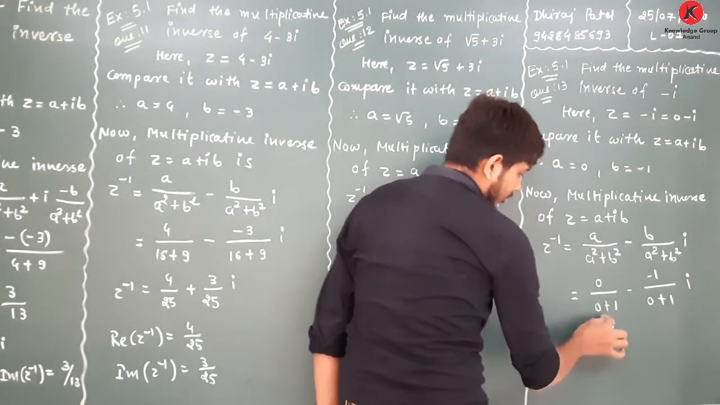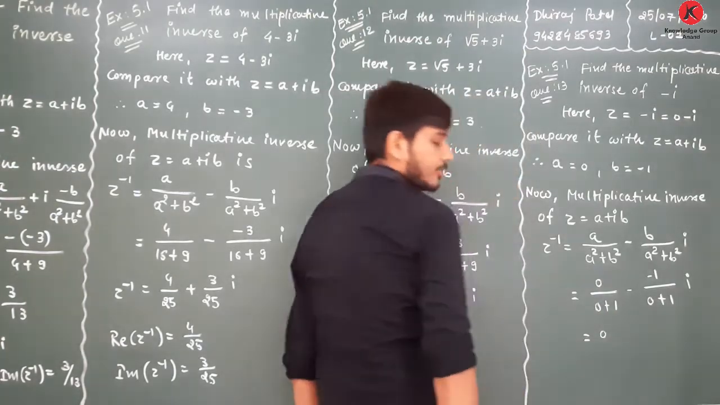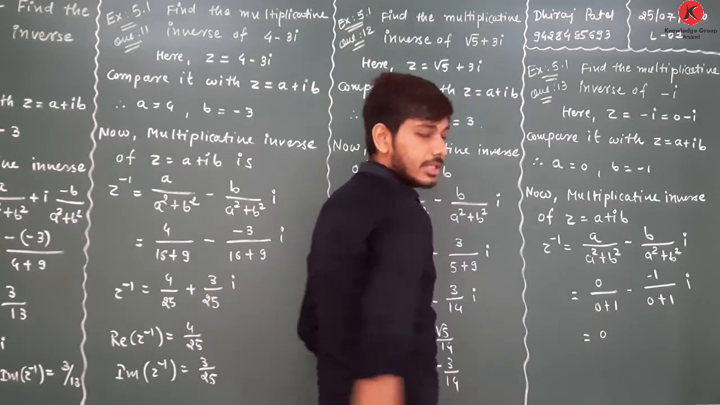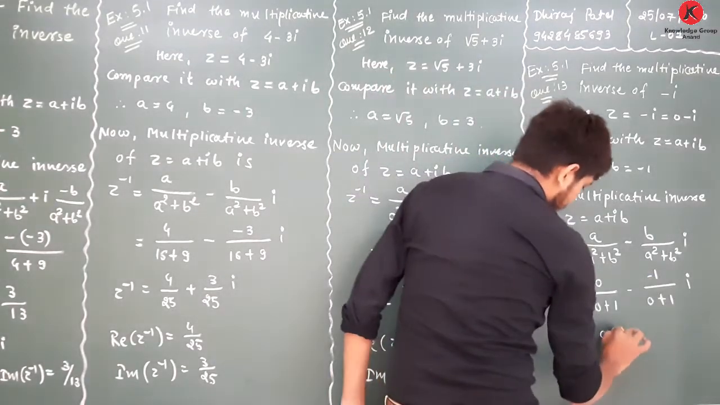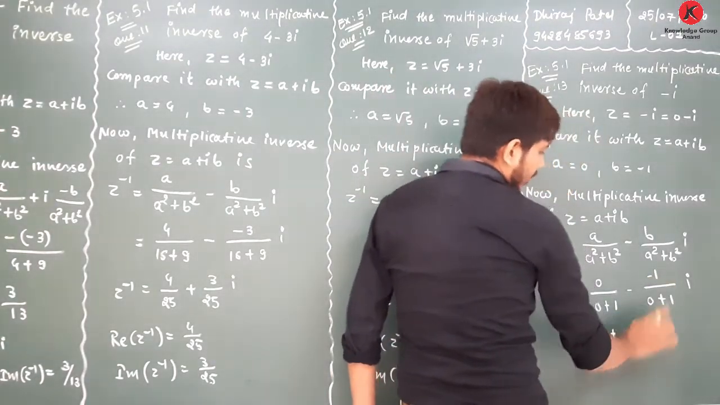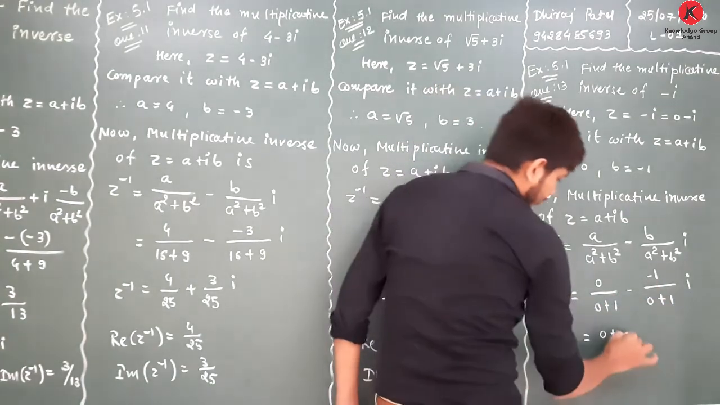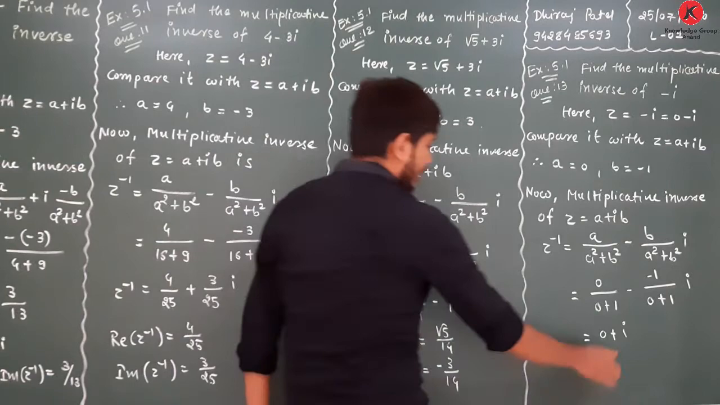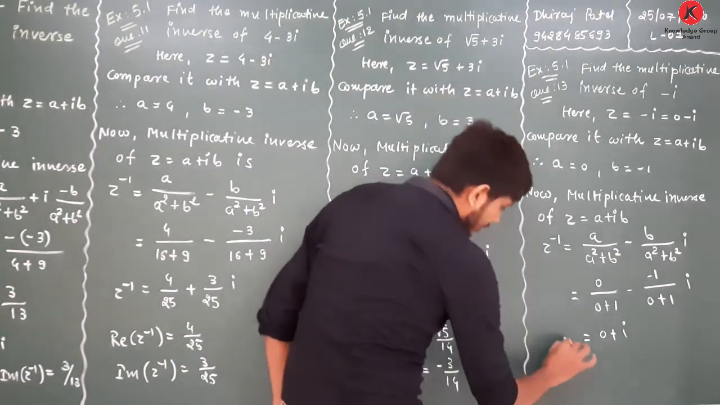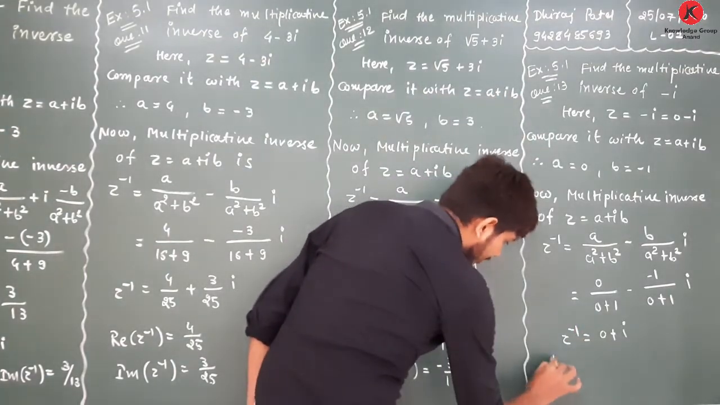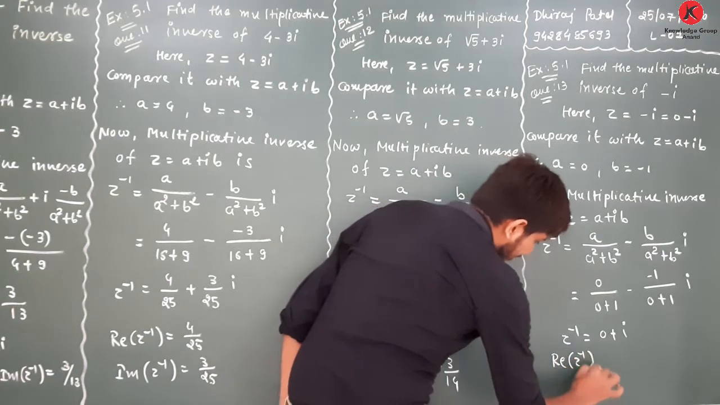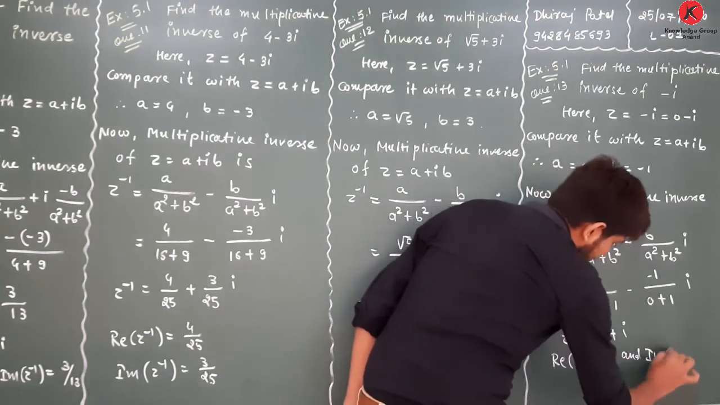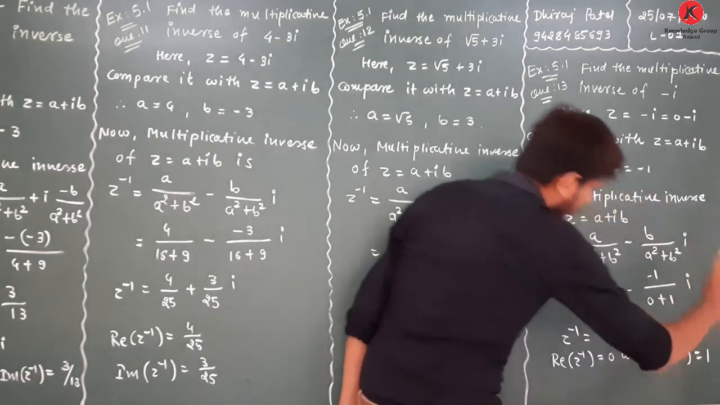Simplify this thing. 0 divided by any non-zero number is 0, minus of minus 1 upon 1 means 1. This is plus i. So z inverse equals 0 plus i. Real part of z inverse is equals to 0 and imaginary part of z inverse is equals to 1 here.